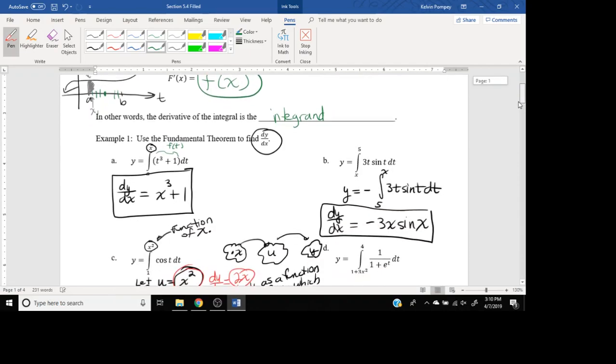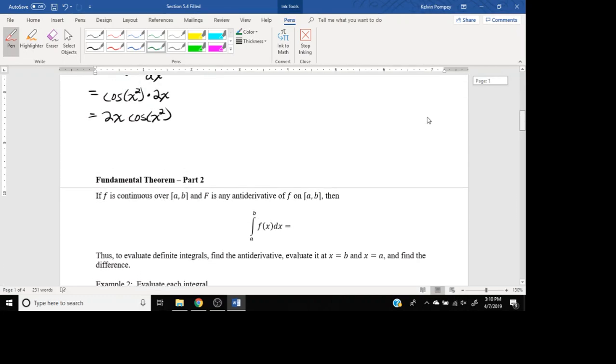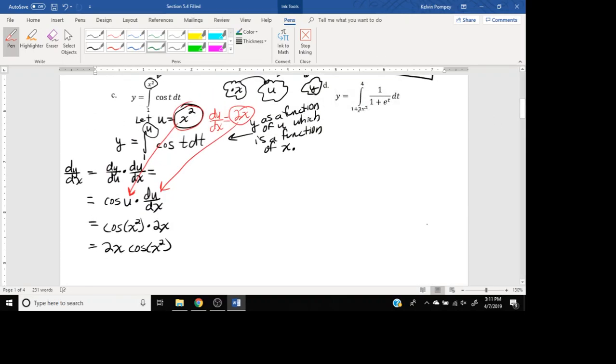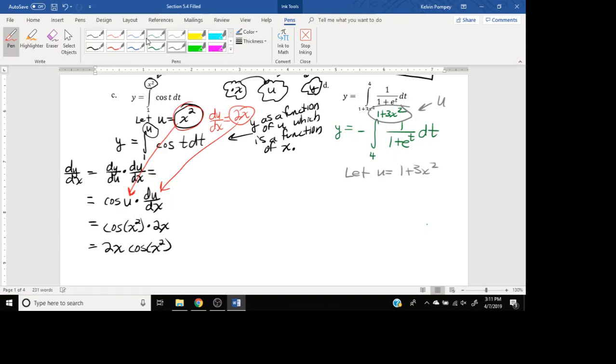Well, what I'm going to need to do here is make sure I have an a to x. If you look at my function, I have 1 plus 3x squared to 4. So for one, I'm going to have to rewrite this as the negative integral from 4 to 1 plus 3x squared of 1 over 1 plus e to the t dt. Okay. Now, notice this is not just an x here. That is a 1 plus 3x squared, so this is what I'm going to replace with u. I'm going to let u equal 1 plus 3x squared. And so I would rewrite y as y equals negative integral from 4 to u of 1 over 1 plus e to the t dt.